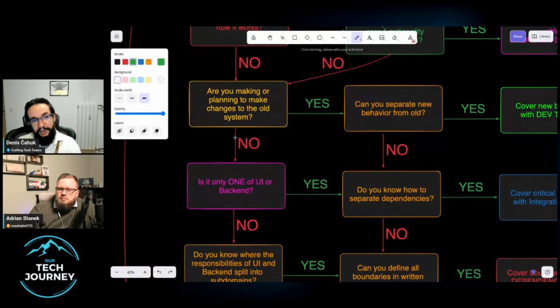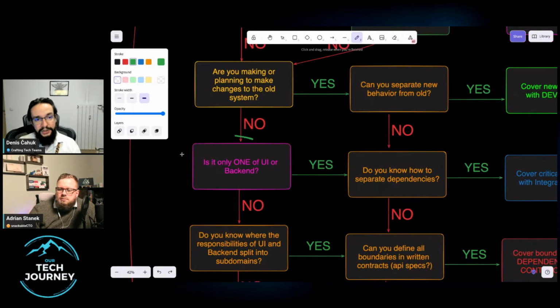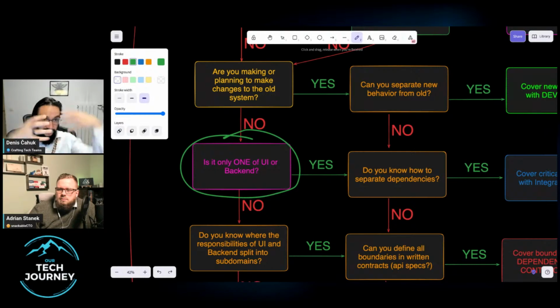The problem is, well, if you're not making changes to the old system, now the question is, will you at some point be forced to make changes to it, right? So are you just maintaining it? Now the question becomes, if you're just maintaining it, is it independently just a front-end project or just a back-end project? Or both, right? So is it a full stack system that you now have to maintain?